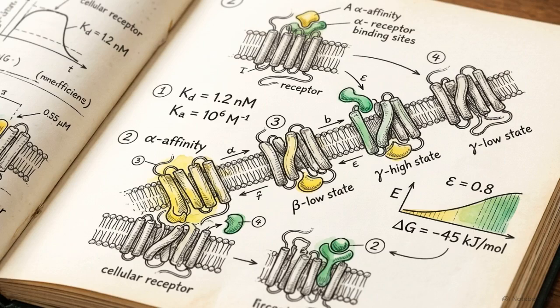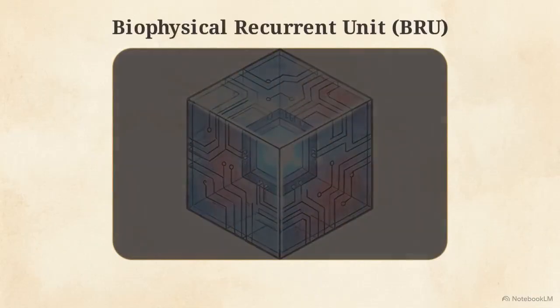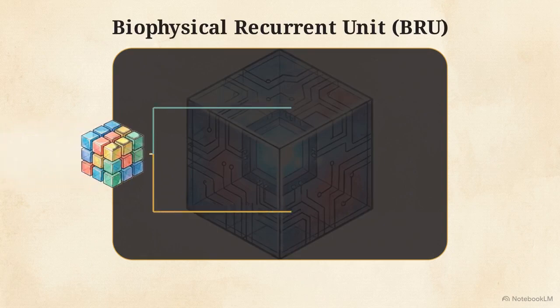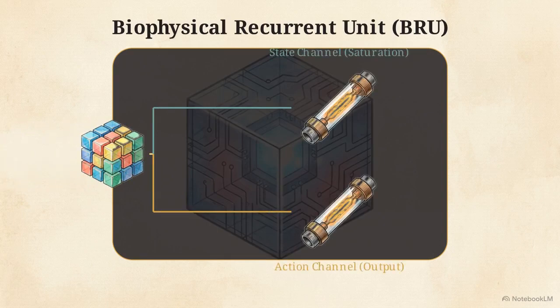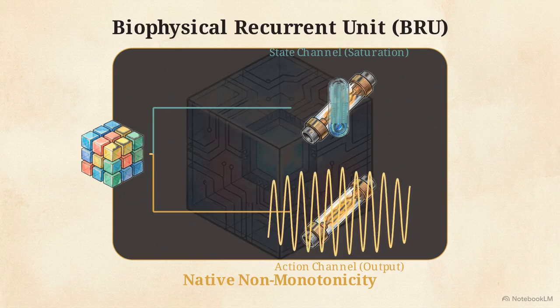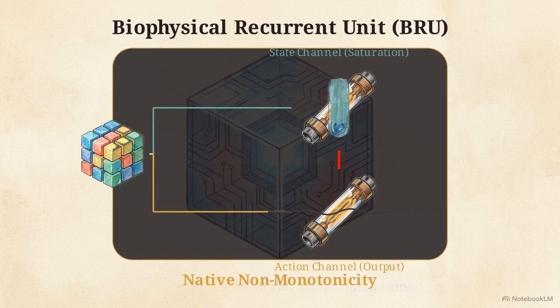and low state receptors. This leads to a new computational architecture, the Biophysical Recurrent Unit, or BRU. It separates the input tensor into two parallel calculating streams. The first is a state channel tracking internal saturation, and the second is an action channel determining the final output. Operating together, this setup gives the node native non-monotonicity. If the state channel detects oversaturation, it instantly restricts the action channel.